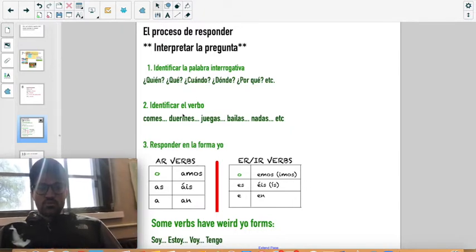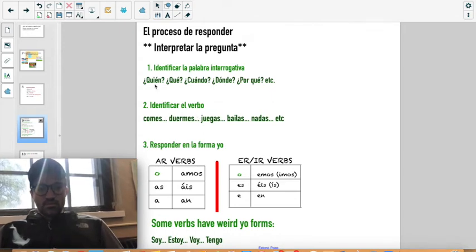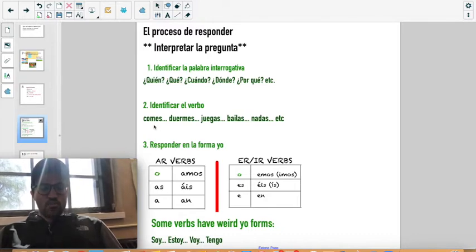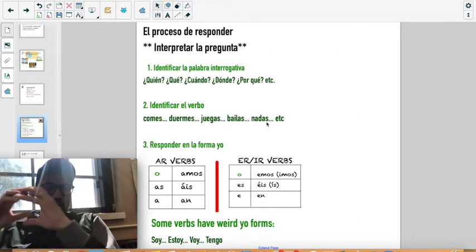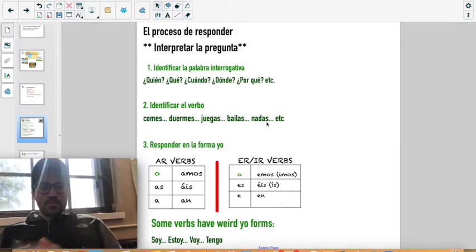Once we know the question word, then we look for the verb. Identify the verb. Are they asking ¿dónde comes? ¿Cuándo comes? ¿Con quién comes? Those questions are using comes. Those come from the verb comer, to eat. Okay, is the question duermes, coming from the verb dormir? Is it juegas, coming from the verb jugar? Is it bailas, coming from bailar? Is it nadas, coming from nadar? See? So identify the question word and then identify the verb. And put the two together and you can interpret what the question was.